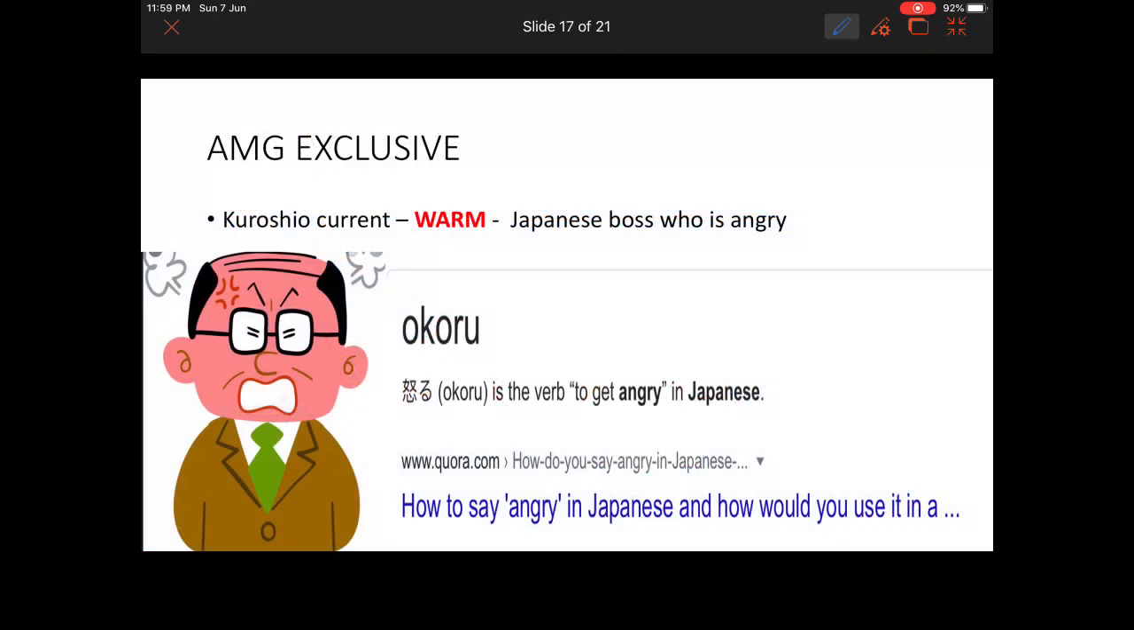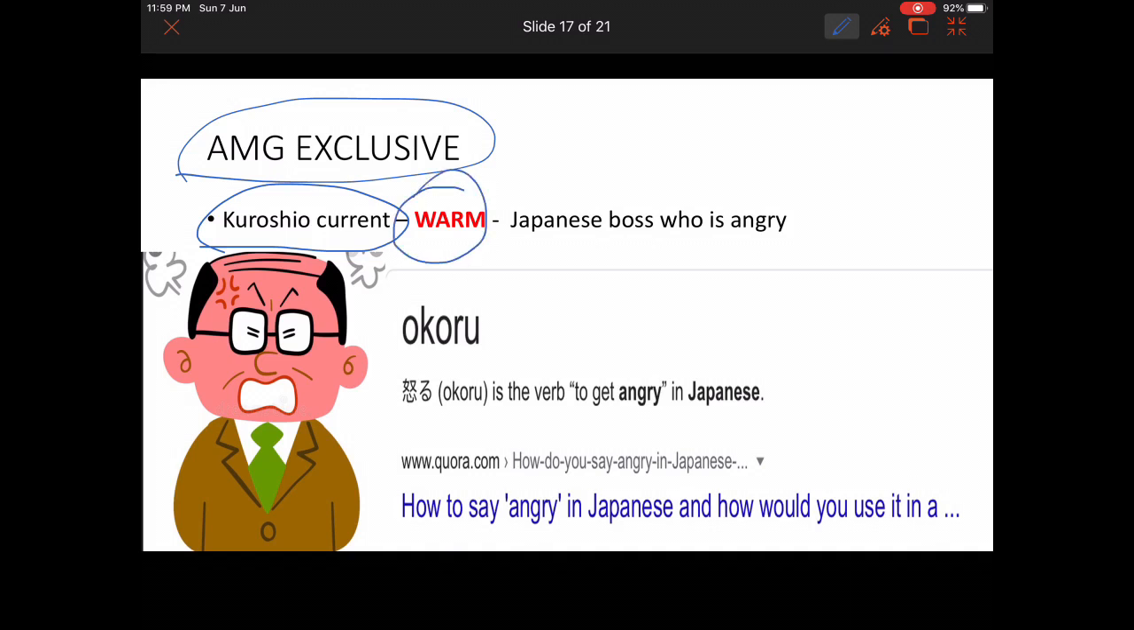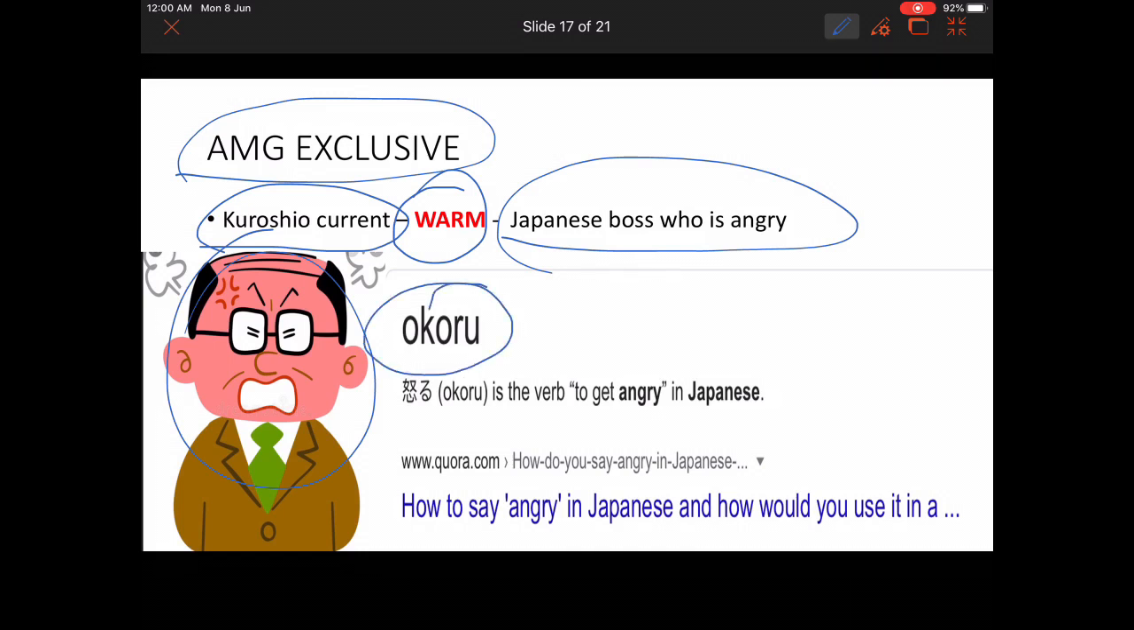And guys, come on, welcome, here comes the AMG exclusive part. Okay, so Kuroshio current. As the name itself, it seems really hard, right? Some tough kind of thing. So it is a warm current. Okay, see, for example, a Japanese boss who is angry, as you can see from the figure. So Kuroshio, it is a tough name, and the Japanese boss is angry, so it is always warm. And the word okoru in Japanese means to get angry, so it is justified. So that is an AMG trick. So whenever you see Kuroshio current, it is a hard name, so it should be a warm current.